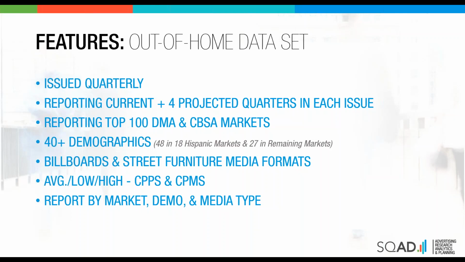This is just a little bit more about the out-of-home data. So we issue it quarterly. We report the current quarter and also project 4 quarters in each issue. We report the top 100 DMAs and CBSA markets. We have 40+ demographics. We report on billboards and street furniture, average, low, and high CPMs and CPPs, as we're going to demonstrate a little further in the discussion today. And we report by market, demo, and media type.